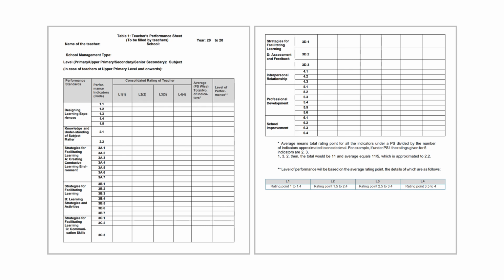Here average means the total rating point of all the indicators under a performance standard divided by the number of indicators, approximated to 1 decimal place only.